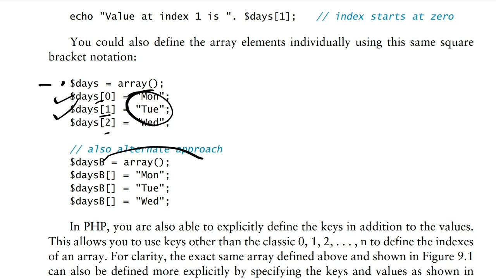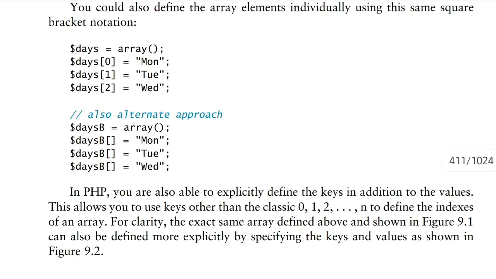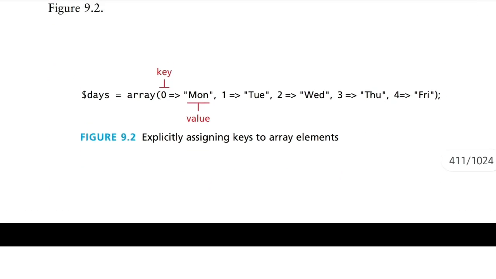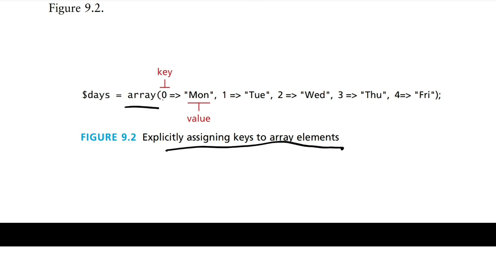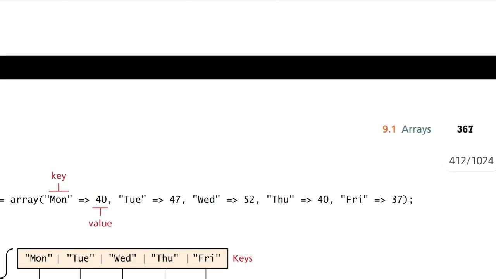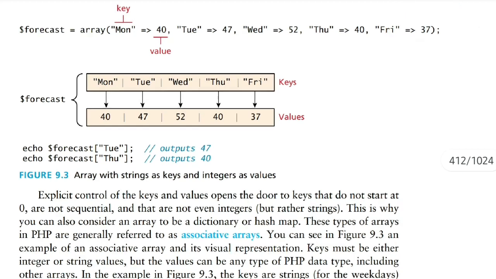Also you can use an alternate approach, just without explicitly mentioning the index number, you can also assign. It will assign consecutively one index after another. Okay, and explicitly assigning keys to array elements will be done as follows: array 0 to Monday, 1 to Tuesday, 2 to Wednesday, 3 to Thursday, and 4 to Friday. Like that also you can assign explicitly. Okay, so there are many ways which you can assign. You know a few of these.